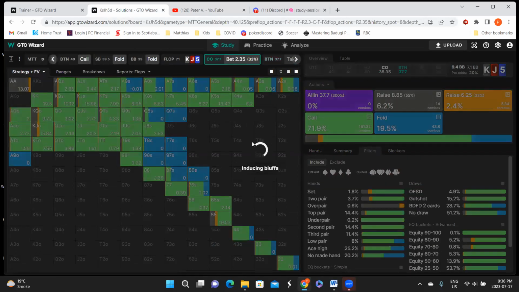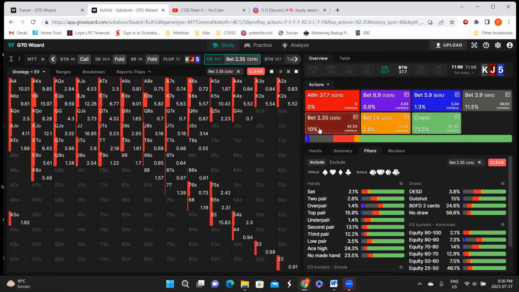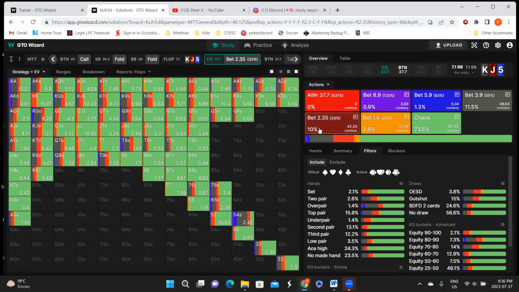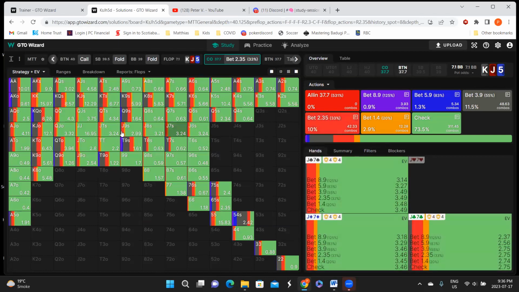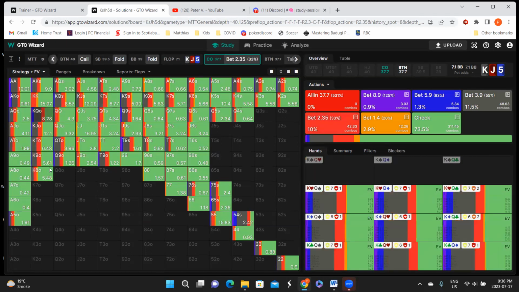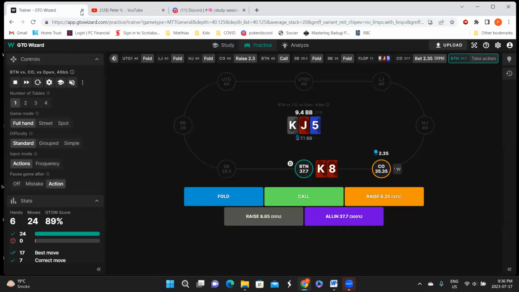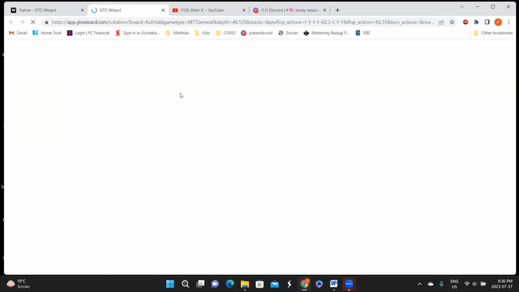So let's find out what they are leading, because this is an interesting spot. They're only leading 10% of the time, but they're leading with all the garbage in their range. They're leading with some jacks, they're leading with lots of kings, both small and medium here. All right, how much are we raising? Oh, I forgot to take a peek at that. What do we say, about 7%, maybe less?